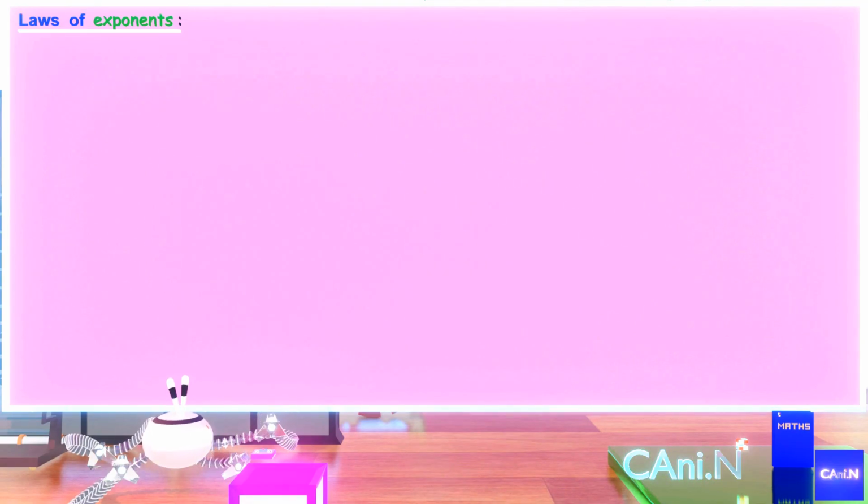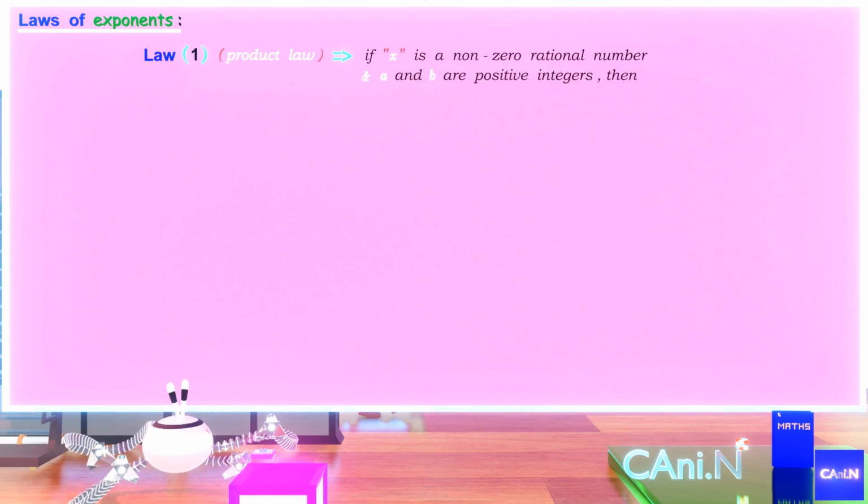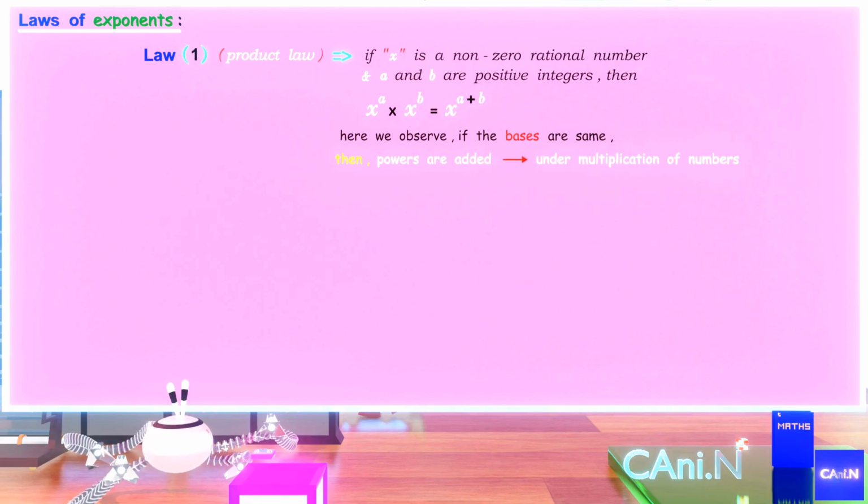Laws of exponents. Law 1, or product law. If x is a non-zero rational number, and a and b are positive integers, then x raised to the power a into x raised to the power b equals x raised to the power a plus b. Here we observe, if the bases are same, then powers are added under multiplication of numbers.